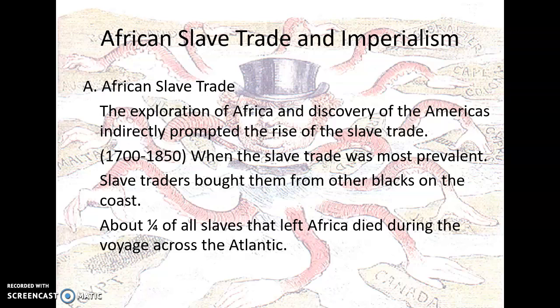Sadly, about 1/4 of all slaves that left Africa died during the voyage across the Atlantic. Some of you guys may remember it being called the Middle Passage. Slave traders only purchased the strongest and healthiest slaves because the weak and sick would likely die on the voyage over. A slave was placed into a compartment similar to a casket, where he would remain bound for nearly the entire voyage, which lasted about 3 weeks. Hope you're not claustrophobic. Contaminated food and water contributed to illness and death.